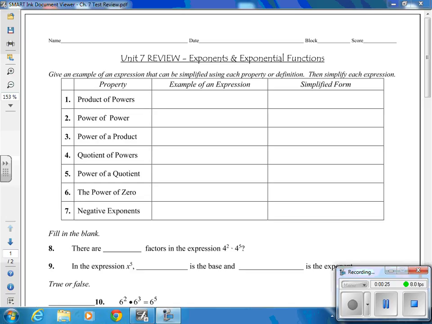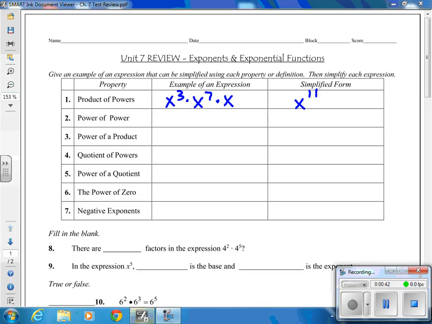So for number one, the product of powers property, it would look something like this. If I have x to the third power times x to the seventh power times x, I'm taking the things that have the same base and adding their exponents together. So the simplified answer would be x to the 11th power.